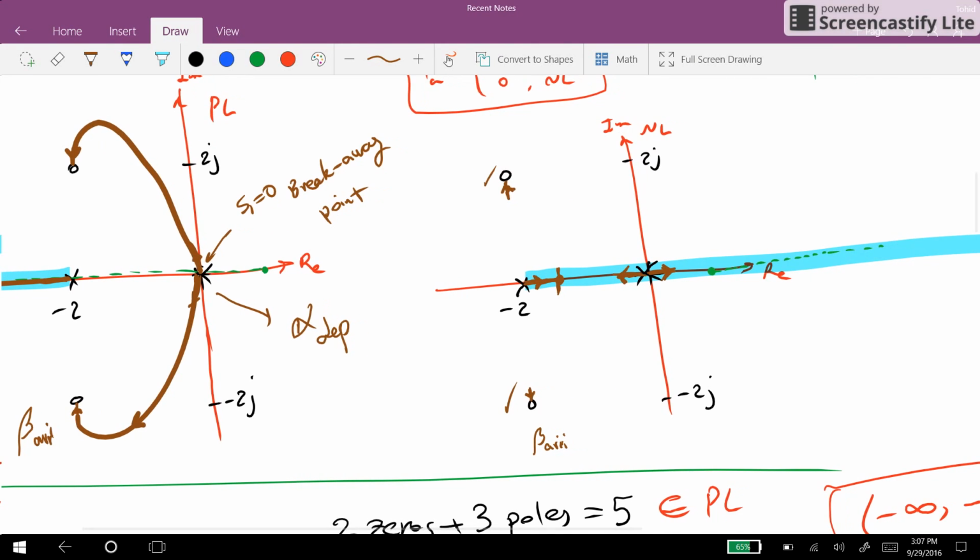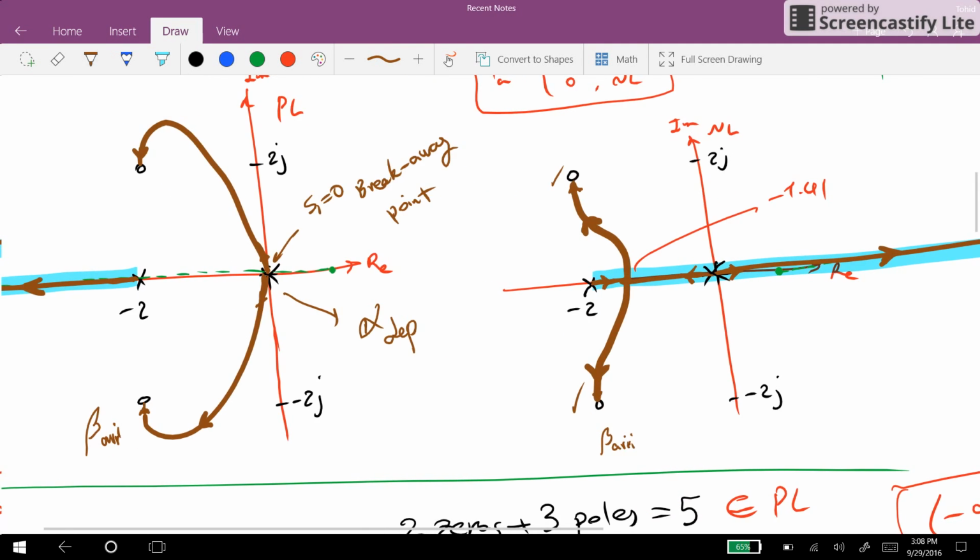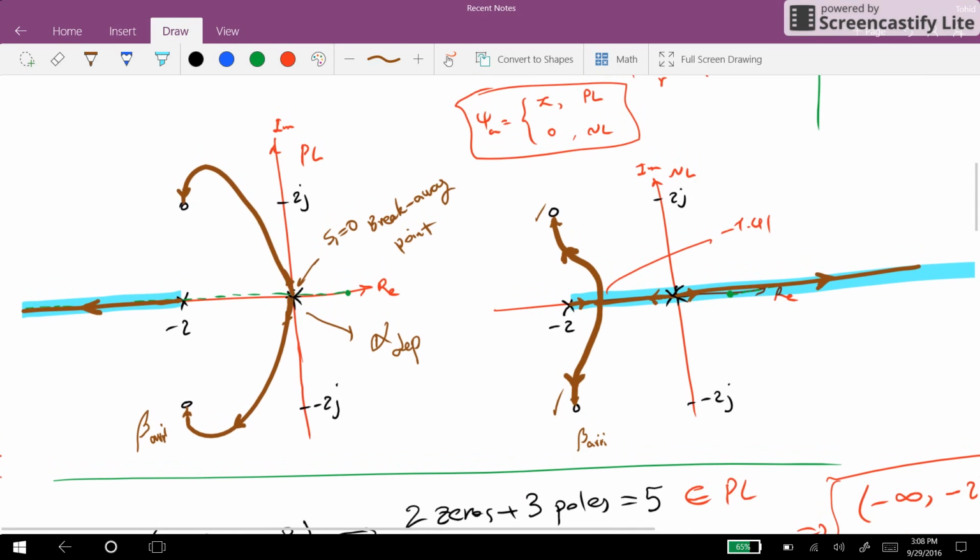In the case of negative locus, one branch will start from the pole at the origin. It will go towards +infinity on the real axis. The other branch will come towards the other pole. They will depart at this point, for which we already have obtained the value. It is -1.41. Then they will depart the real axis and move towards the zeros, and arrive at the zeros with the angles that we already have found. So therefore, this will be the overall root locus for this system, as you can see.